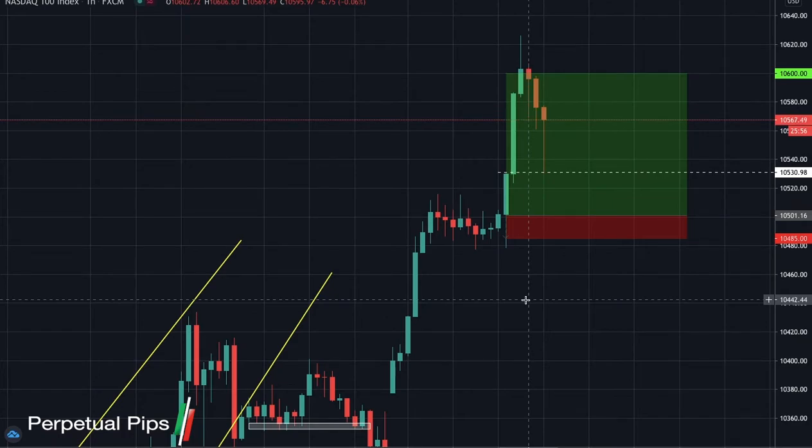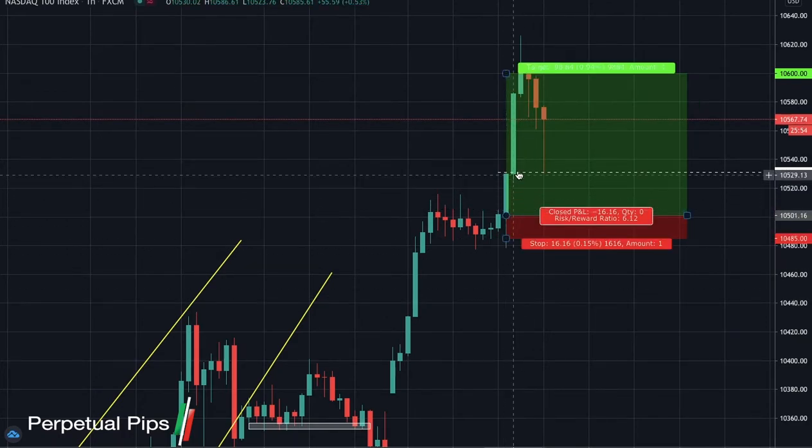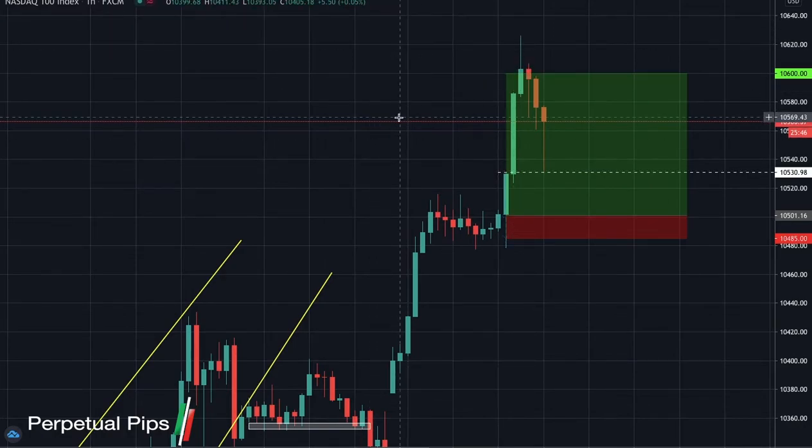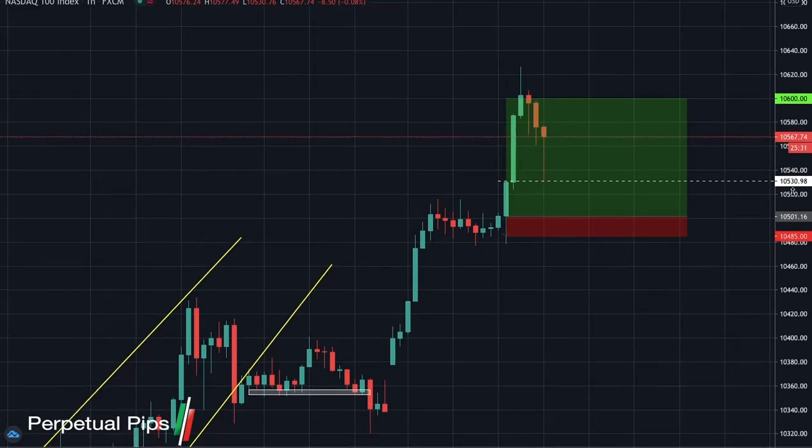30 pips after my initial entry, I opened another position at 10,530 level, aiming for 10,600. So this afternoon, 170 pips. In the morning, about 110. So about 280 pips collected today on Nasdaq. And yeah, that was basically what went into the trade.